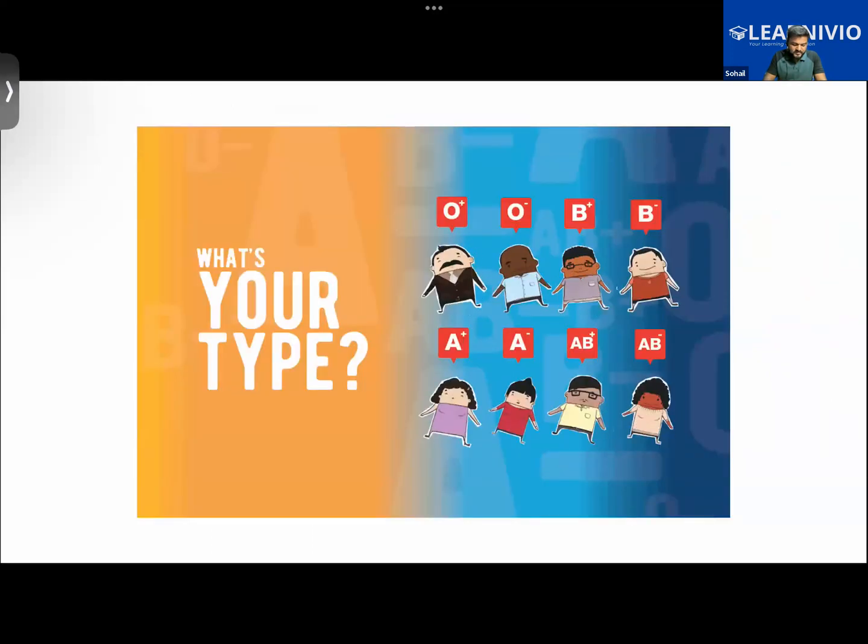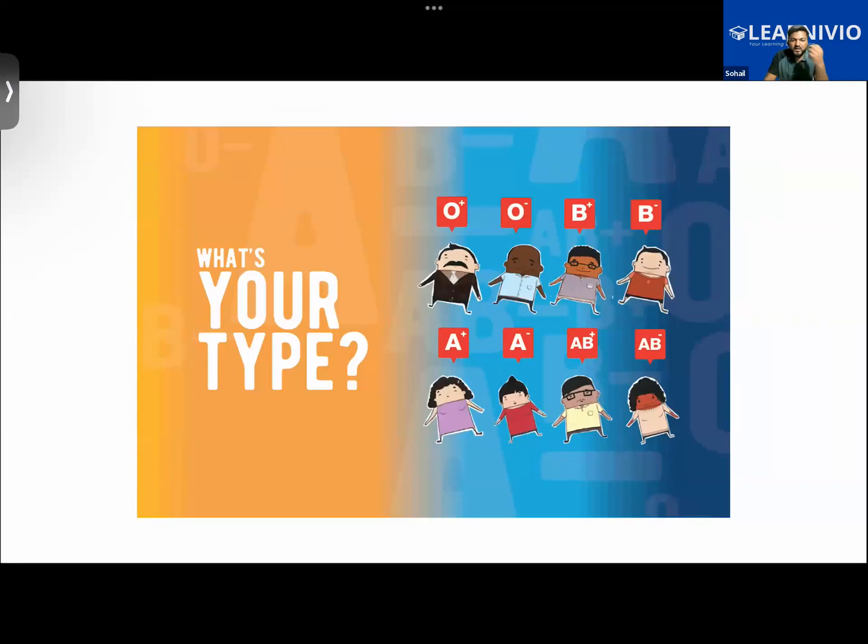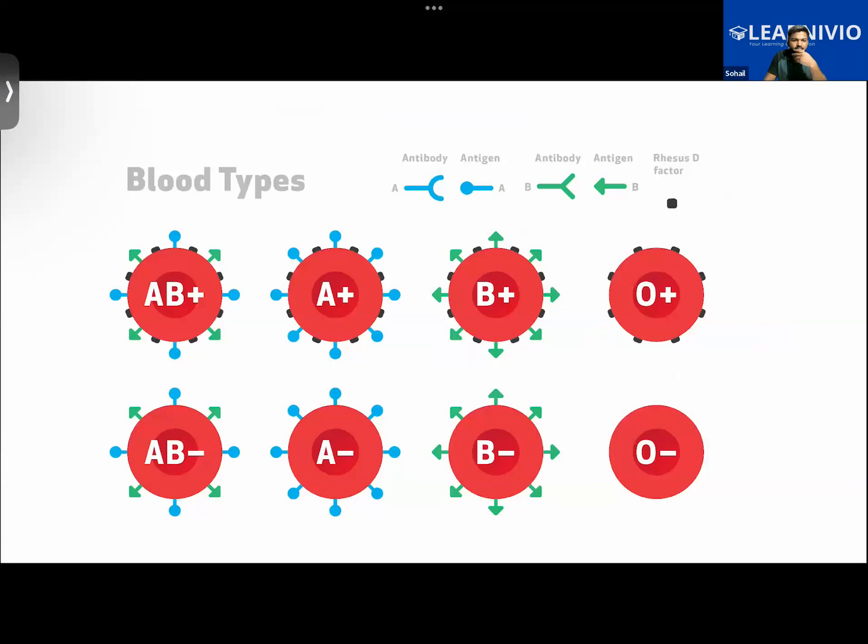Furthermore, we are going to learn about how do we determine whether you have a positive blood group or negative blood group. So this is what we are going to be learning in today's class. Okay, I want all of you to have a look at this image first of all. Try to observe this image. All these are the red blood cells of different blood types.